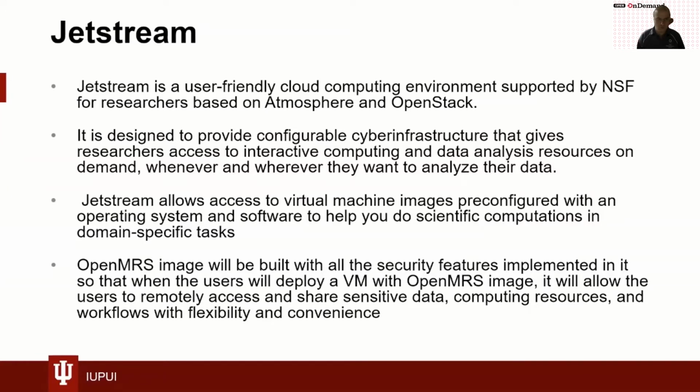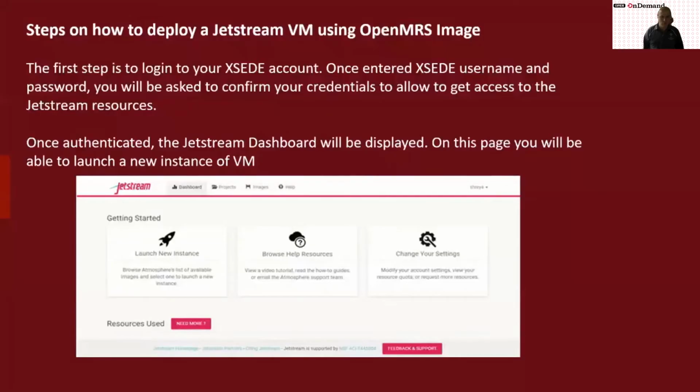So the OpenMRS image will be built with all the security features and components implemented in it, so that when users deploy a VM with our image, it will allow them to remotely access and share sensitive data information to perform their research. So these are some of the steps on how we can deploy a Jetstream VM using the OpenMRS image.